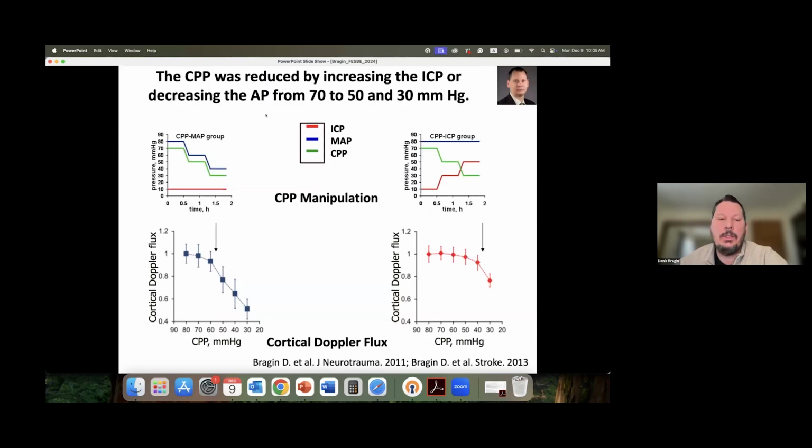So what we did, we decreased cerebral perfusion pressure either by arterial pressure decrease or intracranial pressure increase. And we show our Doppler flow probe shows the same phenomenon. You see that the cerebral blood flow is more preserved with ICP increase.